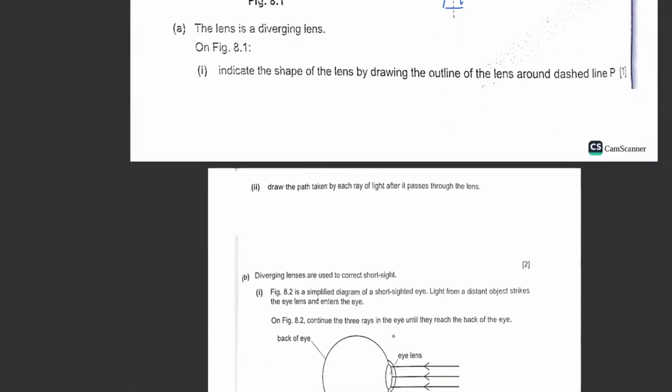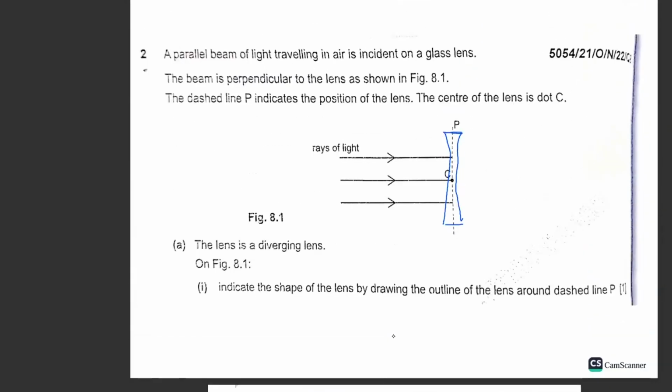Draw the path taken by each ray of light after it passes through the lens. Okay. What will happen as each ray passes through the lens? The ray passing through the center will remain like this. These extreme rays will diverge like this. Okay, let's move on to the next part.